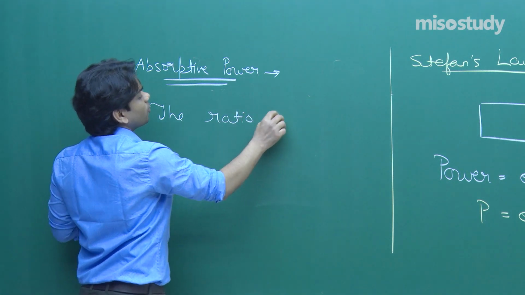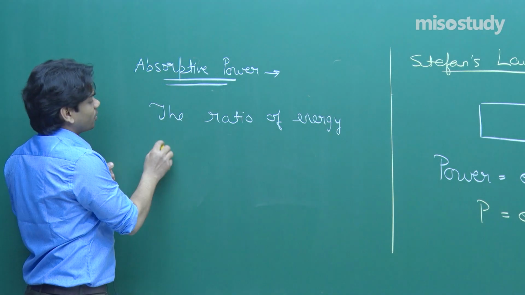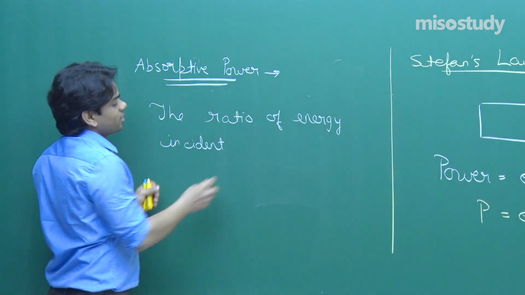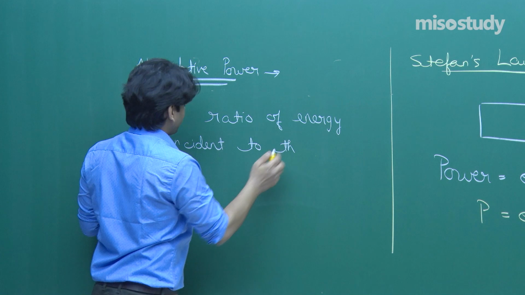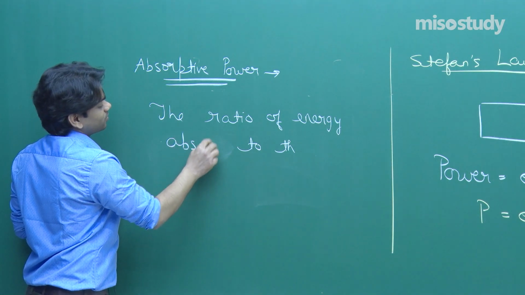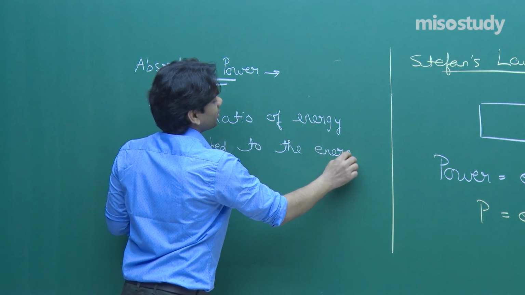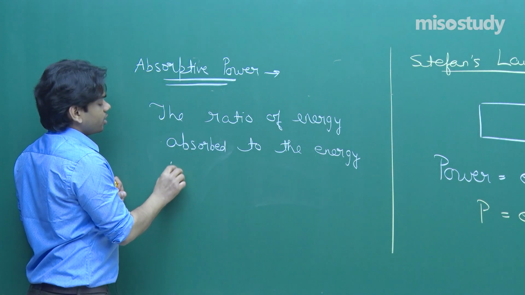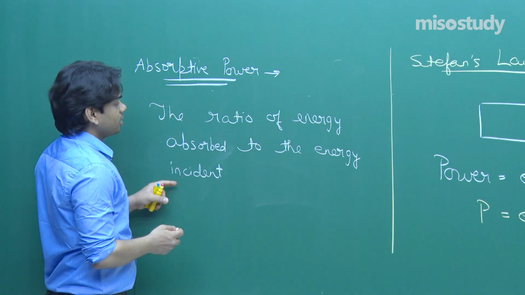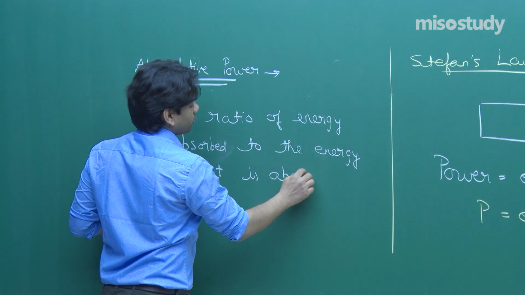The ratio of energy absorbed, not incident, the ratio of energy absorbed, because that is going to be less, to the energy incident on the body, is known as absorptive power. The ratio of energy absorbed to the energy incident is absorptive power.